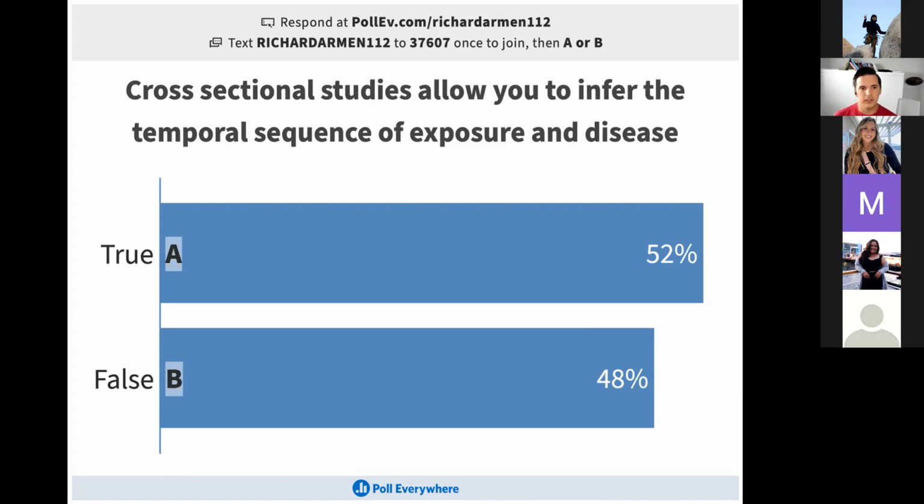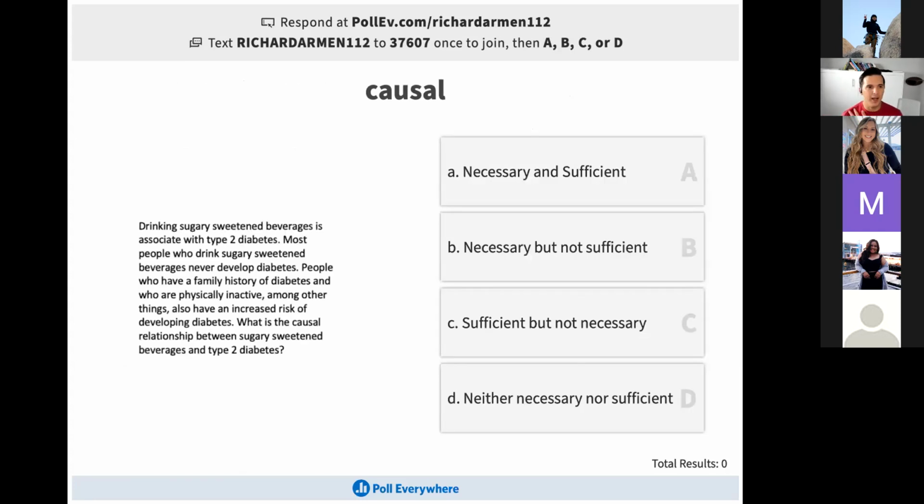All right. So the next question is about disease causality. So here's an example of one. What is the causal relationship between sugary sweetened beverages and type 2 diabetes based on this scenario?